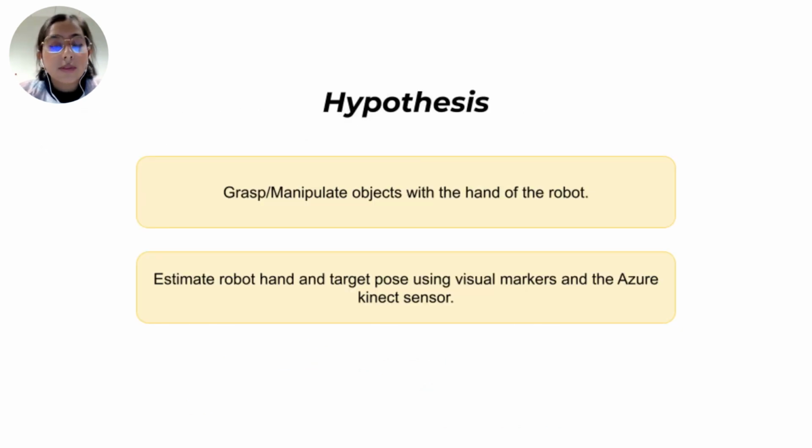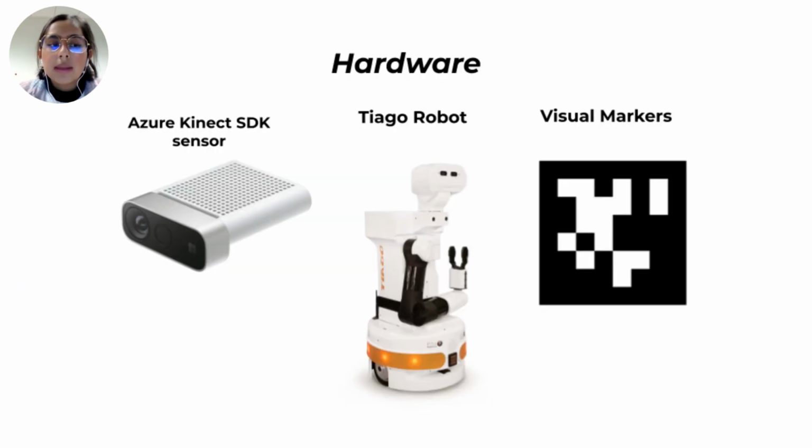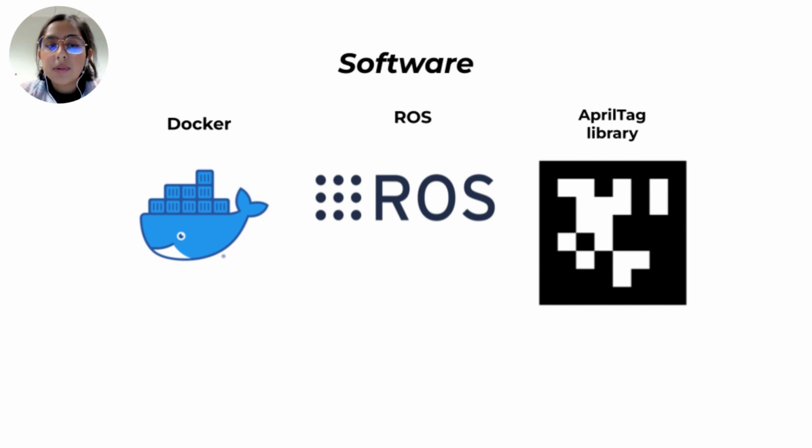Basically, the main objective for this project consists of grasping or manipulating objects with the hand of the robot, estimating the robot hand and target pose using visual markers and the Azure Kinect sensor. The hardware implemented for this project was the Azure Kinect sensor, the Tiago robot, and several visual markers. For the software, we implemented Docker with Ubuntu, Noetic, and the April tag library.